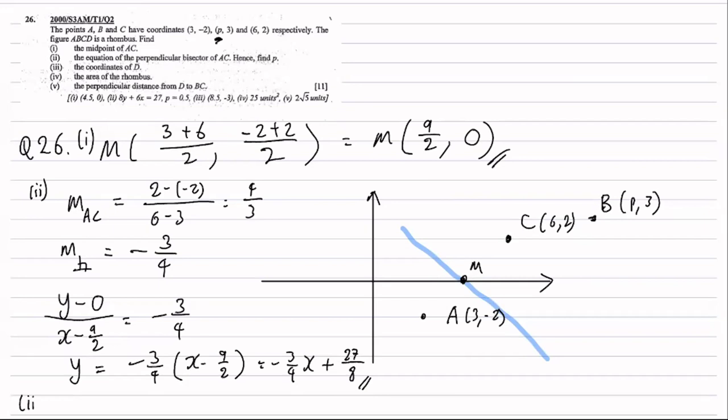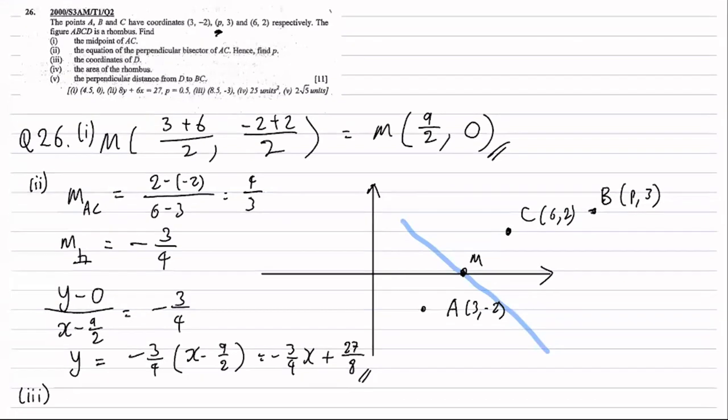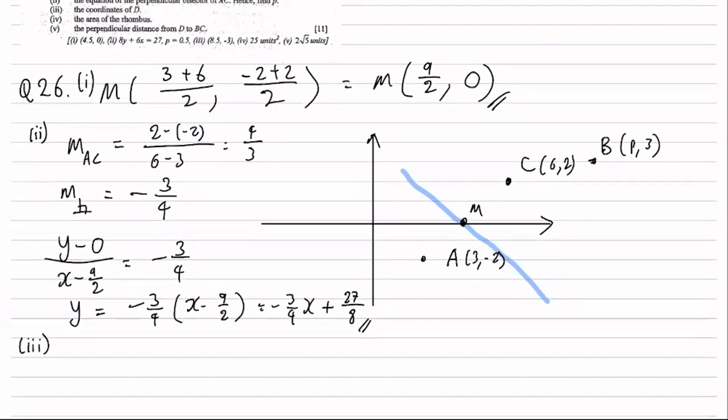Okay, moving on to part 3. The coordinates of D. How to find the coordinates of D? So here, how? Where do you think is your point B? If point B is all the way here, our rhombus could be something like this. Do you think that's possible? Maybe. How about if our point B is a bit more to the left?